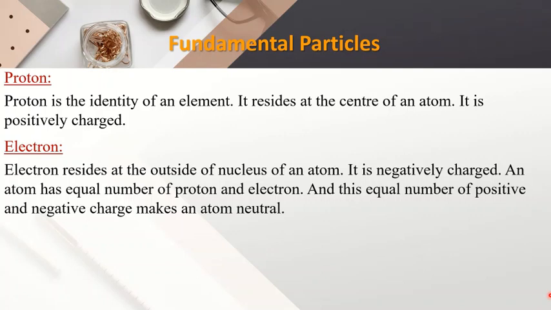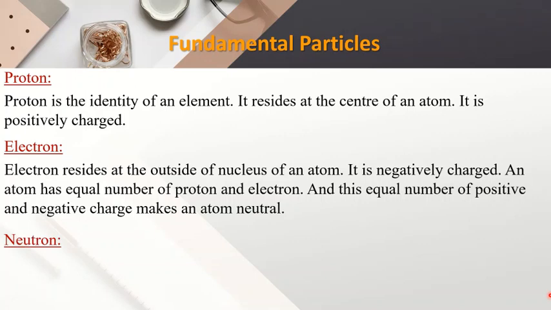Now, you know that an atom is neutral, where proton, electron, and neutron are present. Proton is positive and electron is negative. So, how does an atom become neutral? Actually, an atom has equal number of proton and electron, and this equal number of positive and negative charge makes the atom neutral. So, if an atom has 11 proton, it has also 11 electron. If an atom has 8 protons, then its electron number will also be 8.